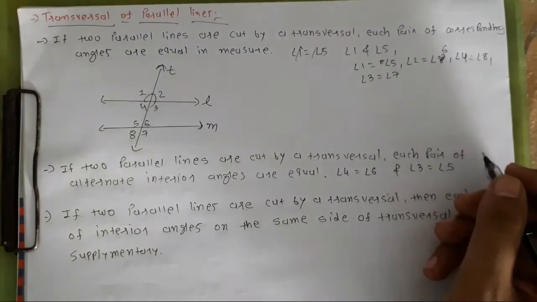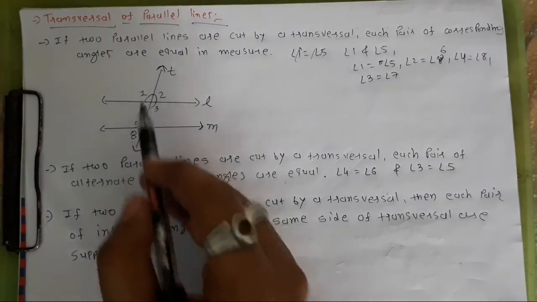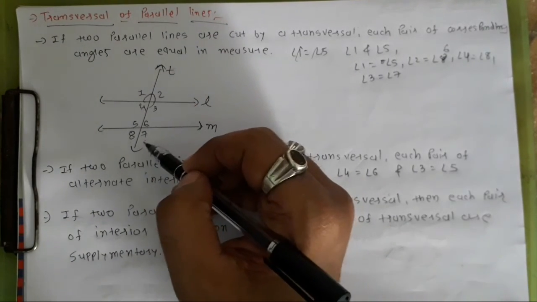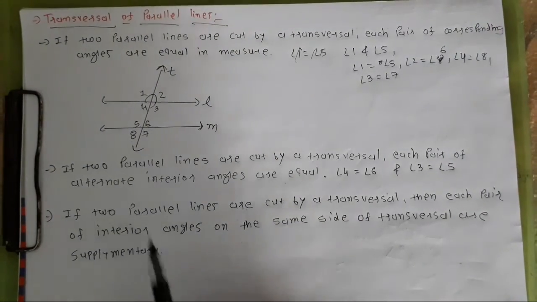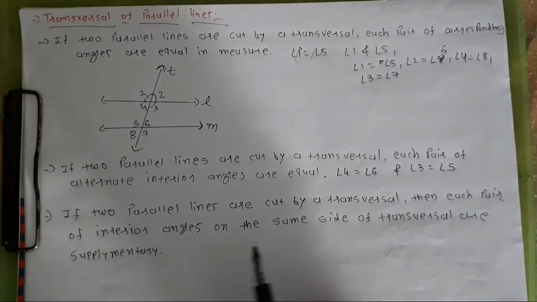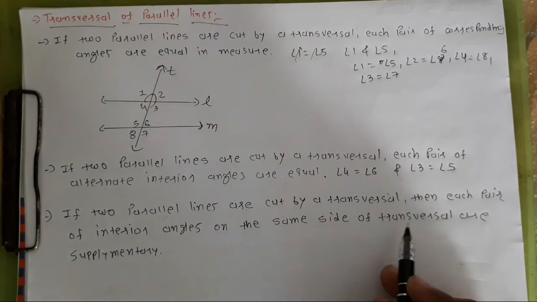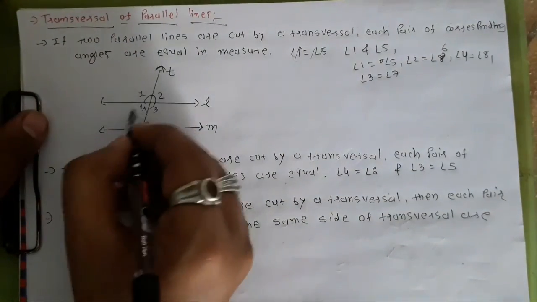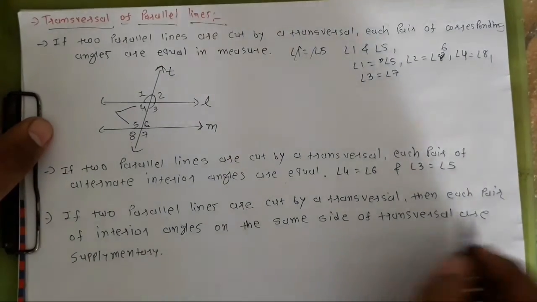Similarly for exterior angles, if two parallel lines are cut by a transversal, each pair of alternate exterior angles is also equal. That means angle 1 is equal to angle 7 and angle 2 is equal to angle 8. Now the next one: if two parallel lines are cut by a transversal, then each pair of interior angles on the same side of the transversal is supplementary. Taking the left-hand side, the two interior angles, the pair of 4 and 5, are supplementary.